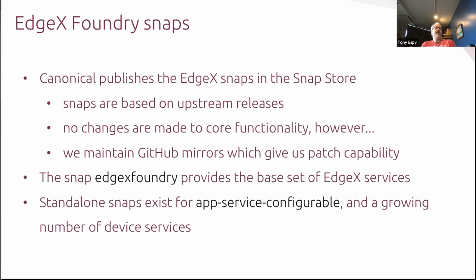So let's talk about EdgeX Foundry snaps. Canonical took over publishing of the EdgeX snaps in the Snap Store last fall. The snaps are all based on upstream releases. There are no changes made to the core functionality. However, we do maintain GitHub mirrors of all of the EdgeX Git repositories, which give us the ability to patch the snaps. The snap named EdgeX Foundry provides everything you need to run EdgeX.